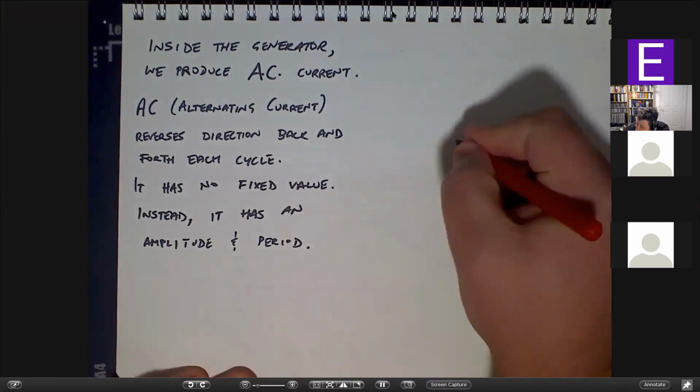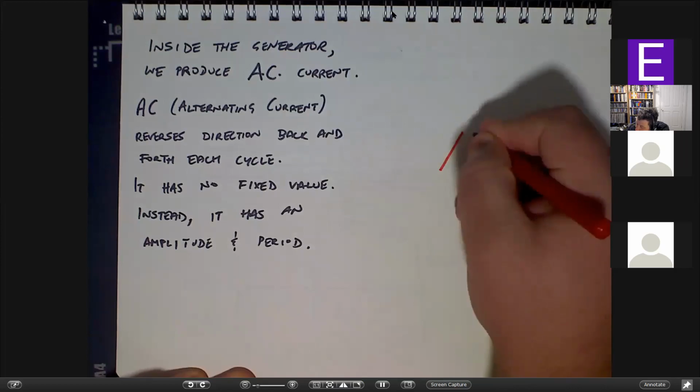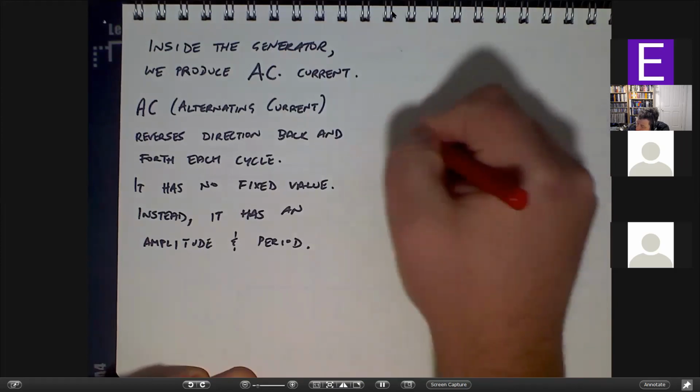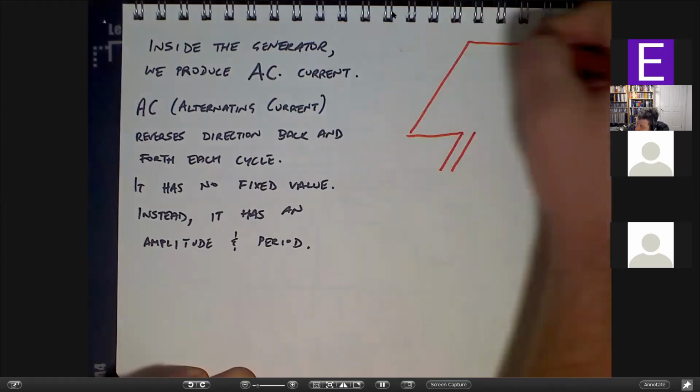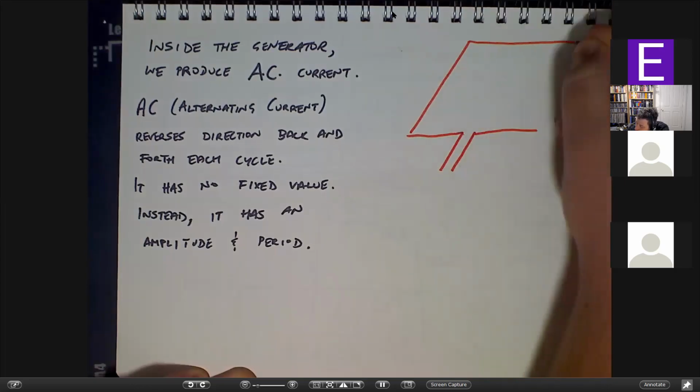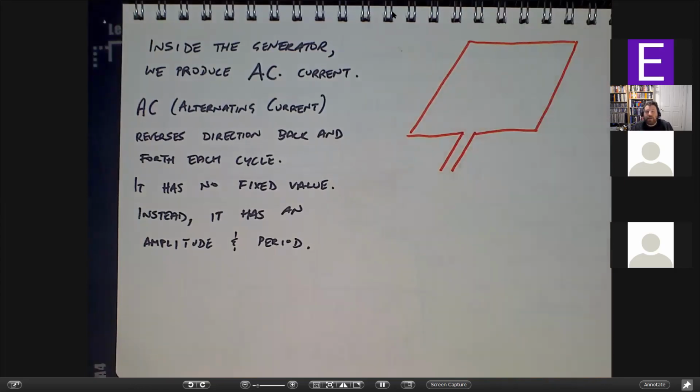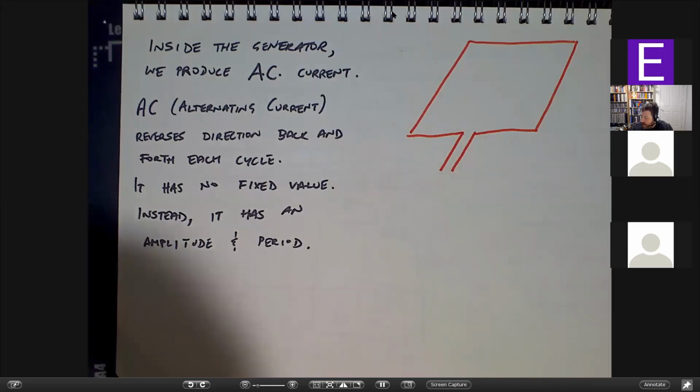The last issue we have is that if we think about this loop, and I'm not going to bother drawing the magnets now, but if we think about this loop rotating, and let's imagine we want to use the electricity in here to run our toaster.